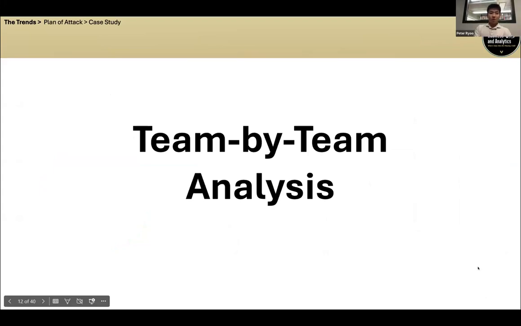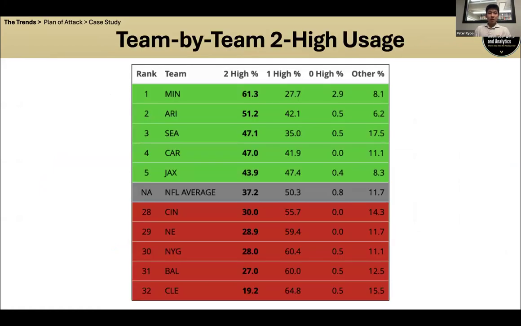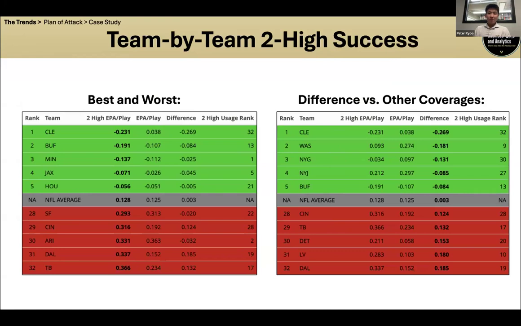Thank you, Avery. I'll now do a team-by-team analysis on 2i usage and effectiveness. As you can see here, the Vikings had the highest 2i usage by at least 10% compared to any other team. However, usage does not equal effectiveness. The chart on the left highlights the five best and five worst teams at running 2i coverage. The chart on the right highlights the five biggest risers and fallers when using 2i coverage.